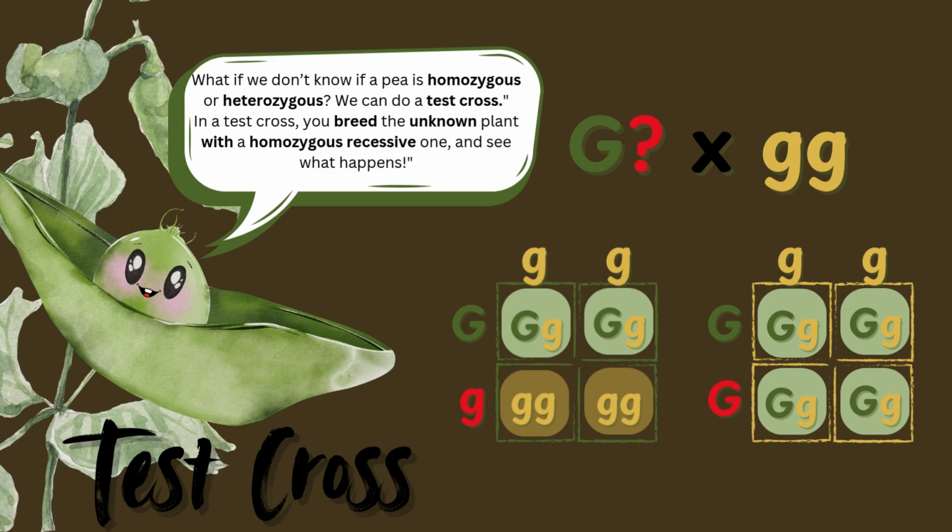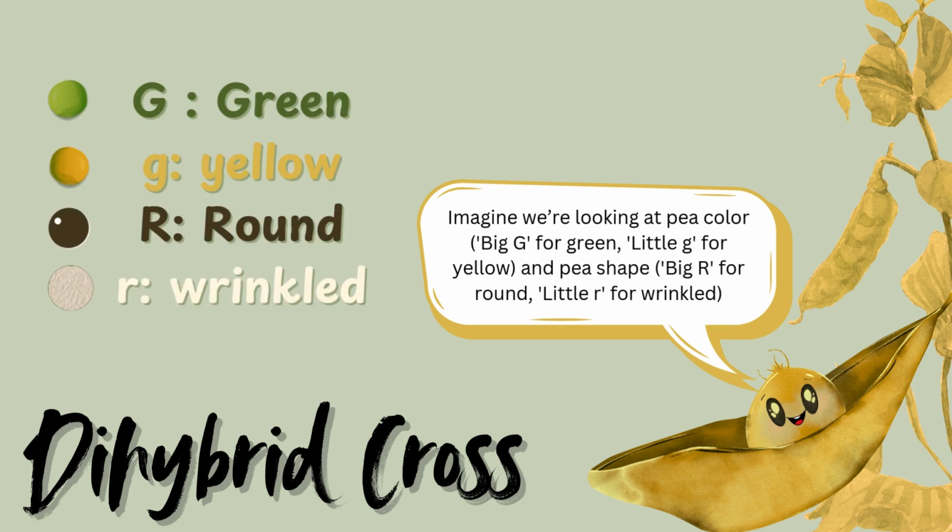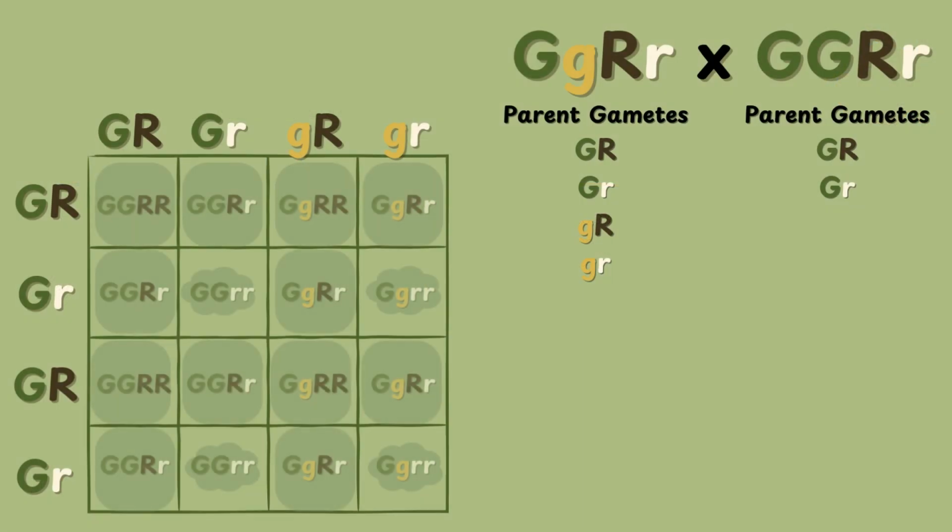Now let's level up. We're going to look at two traits at the same time. This is called a dihybrid cross. Imagine we're looking at pea color, big G for green, little g for yellow, and pea shape, big R for round, little r for wrinkled. Let's cross a plant with alleles big G, big R, little r with one that has big G, big R, little r. Whew, that's a lot of combinations, but we end up with different genotypes.